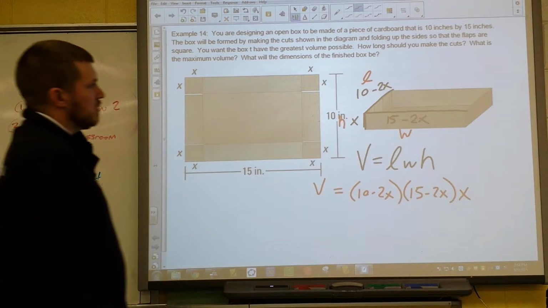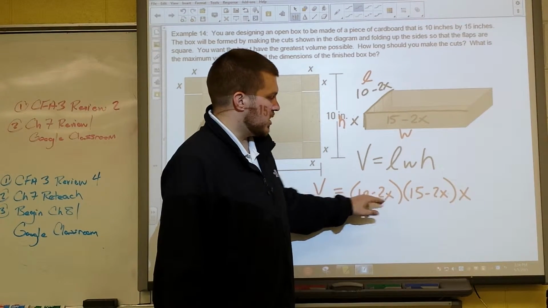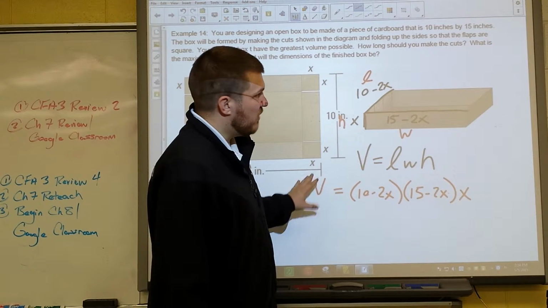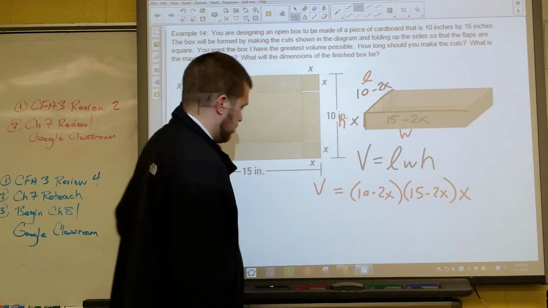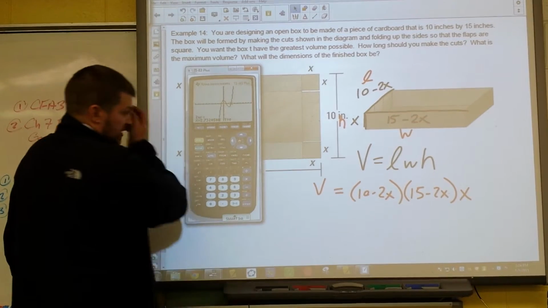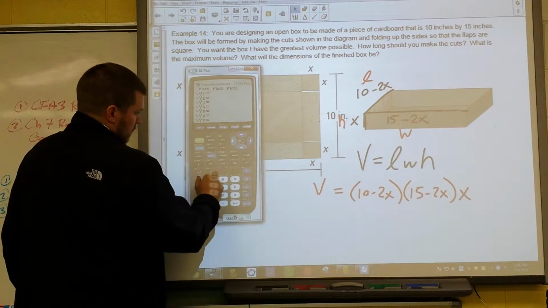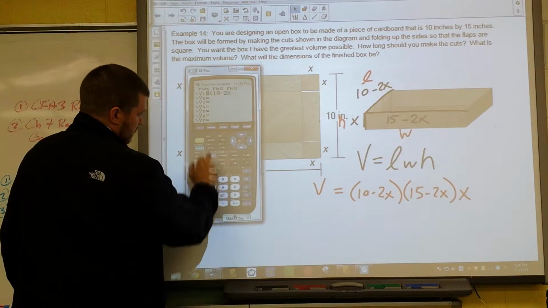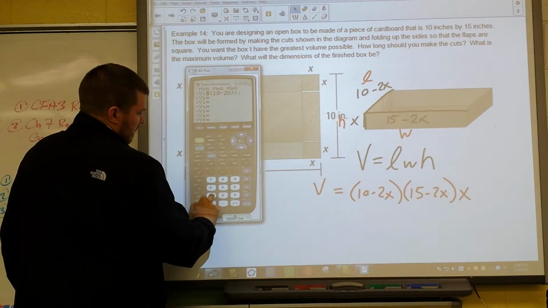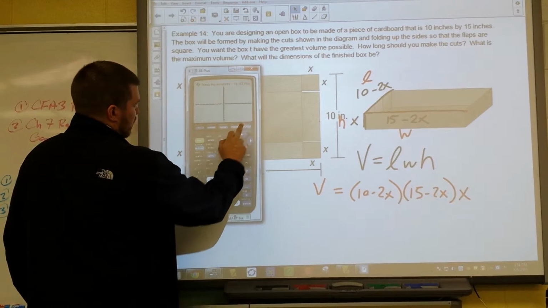Okay? So when my x is changing, my values for the volume are going to change. So what I want to do is graph this thing. Instead of v equals, I'm thinking about y equals. So I have 10 minus 2x, and then 15 minus 2x, and then x there. And I want to graph this.